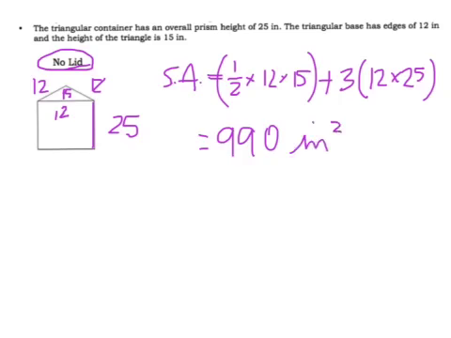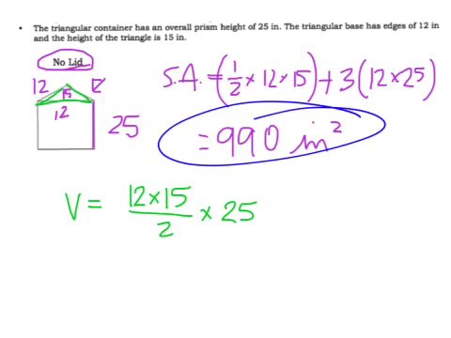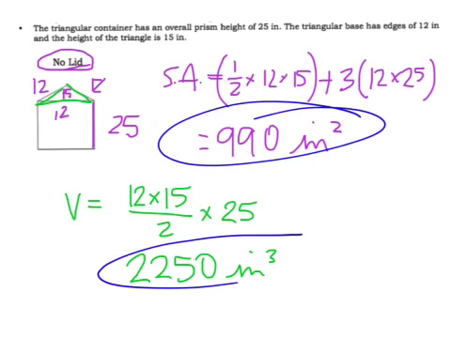We then need to look at our volume. So for volume, we know our formula is base times height divided by 2 times the length. And so our base, when looking at the triangle, 12 times 15 divided by 2 times 25. And we end up with a volume of 2,250 cubic inches. Notice that these numbers are a little smaller than the first one.